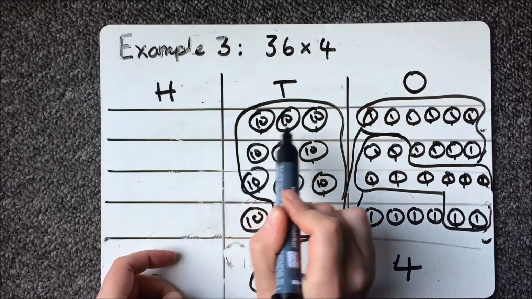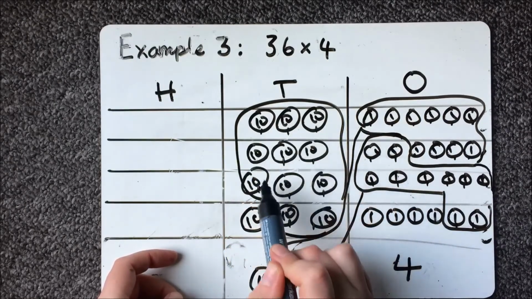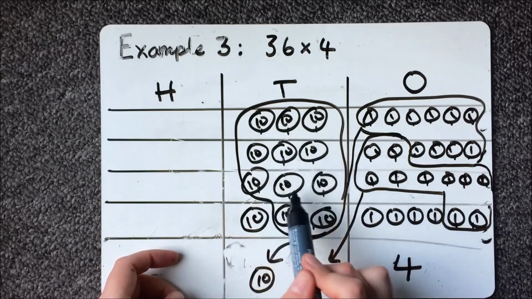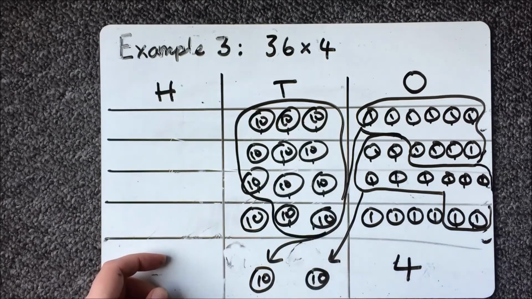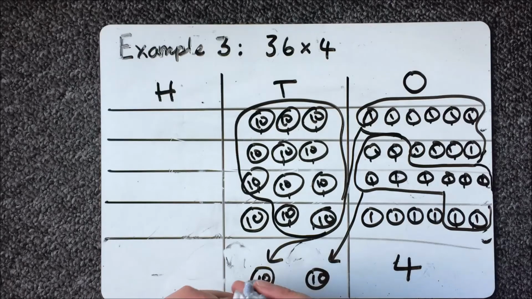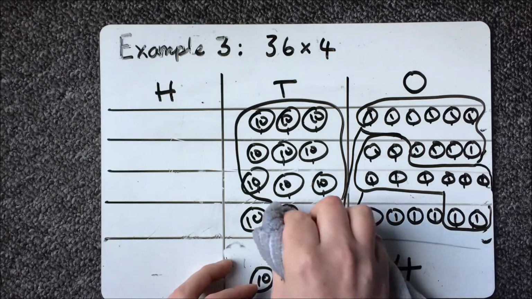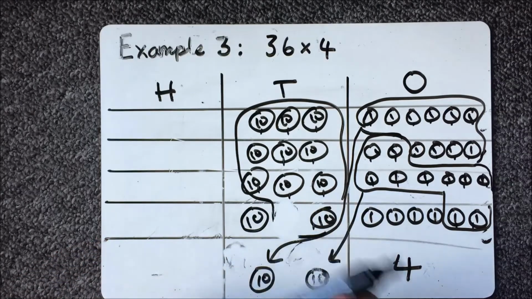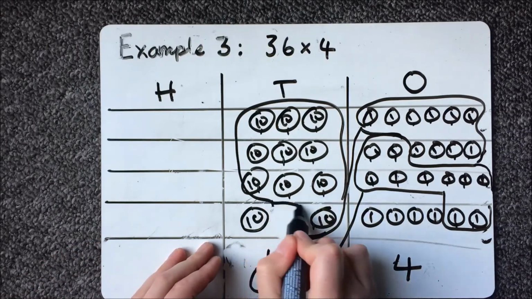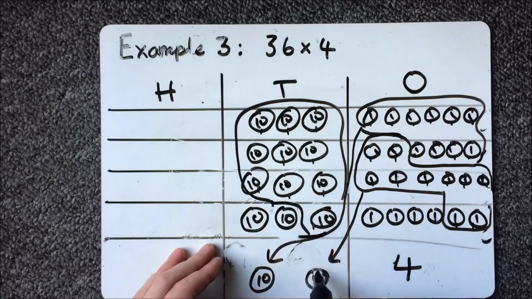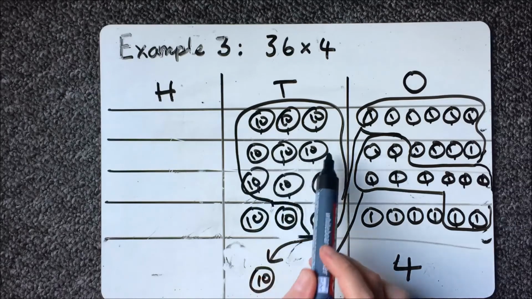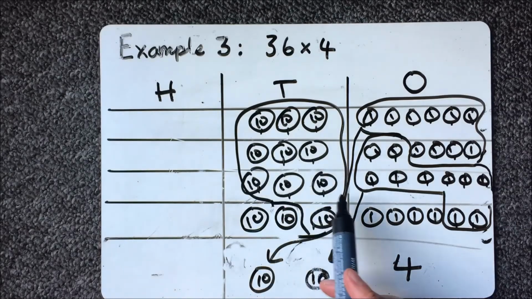Let's double check. 10, 20, 30, 40, 50, 60, 70, 80. 10, 20, 30, 40, 50, 60, 70, 80, 90, 100, 110. Can you see why that's important to check? So, I've done too many in here. So, that one goes in here. I had a 10 here and a 10 here. Let's check again. 10, 20, 30, 40, 50, 60, 70, 80, 90, 100.